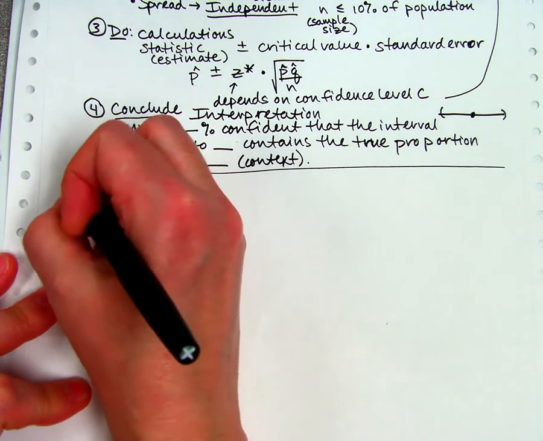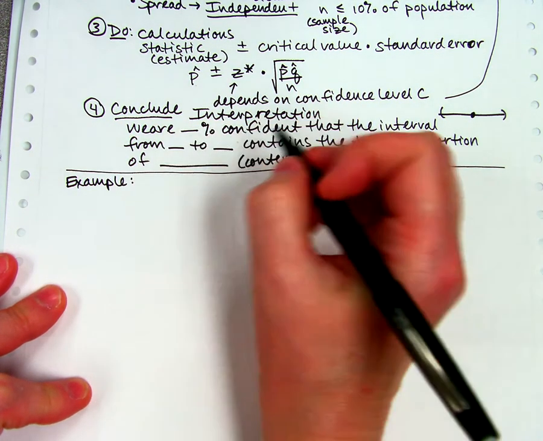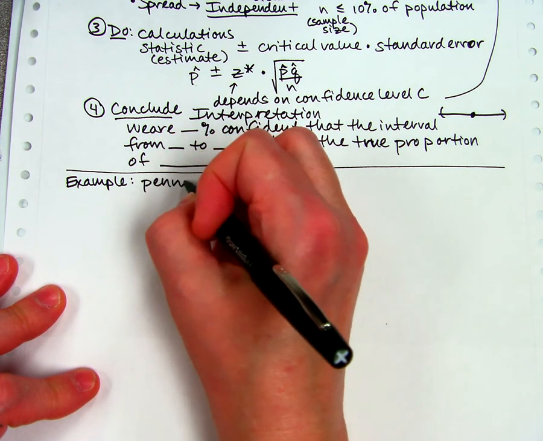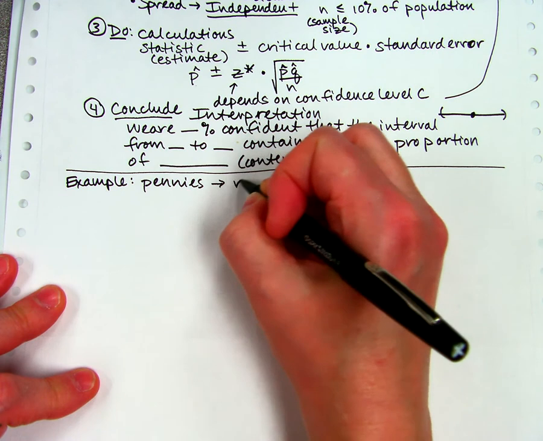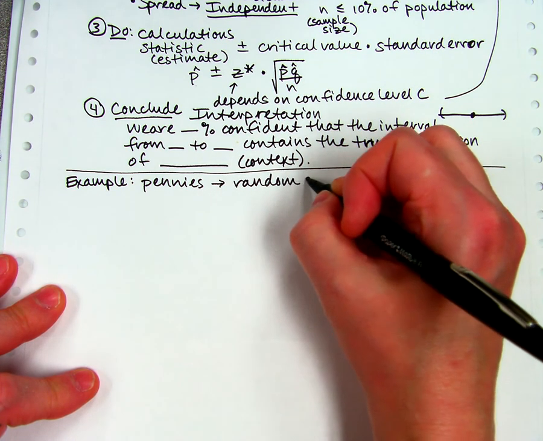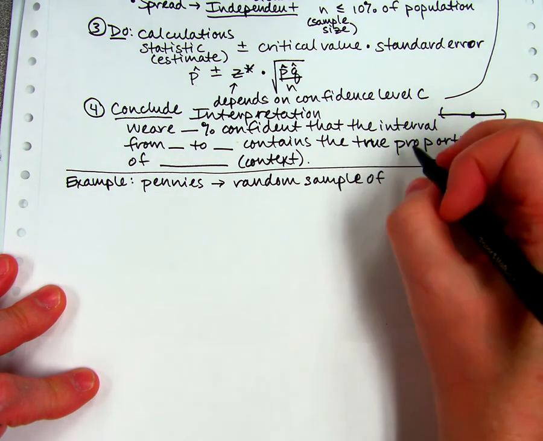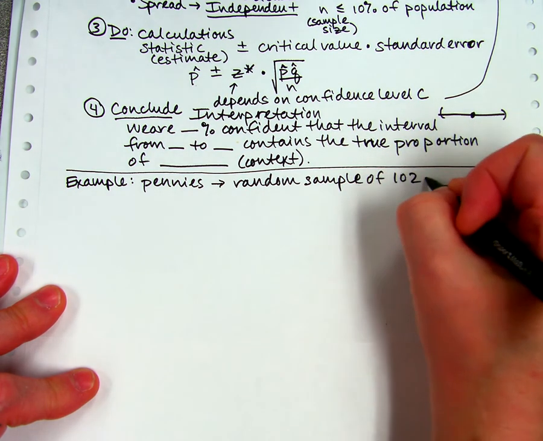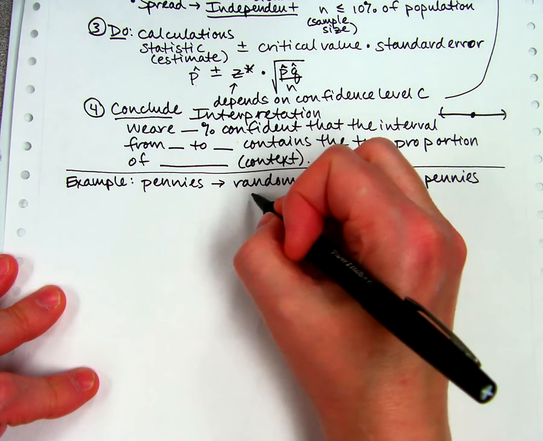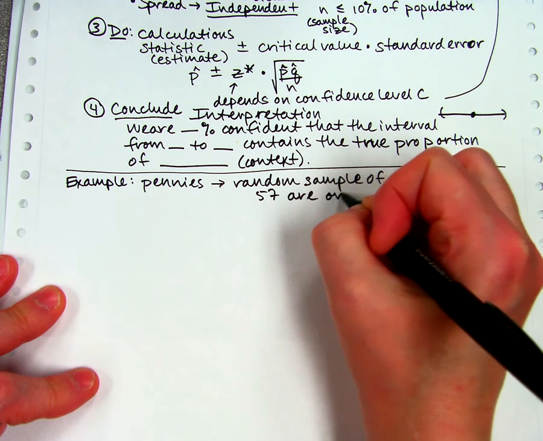So here's an example of doing the 4 steps with a specific situation. Instead of doing beans, because we've done that already, let's do pennies. Let's say we take a random sample from my huge penny jar, and let's make it a pretty big random sample. Let's go 102 pennies. And we find in our random sample that 57 of them are over 10 years old.